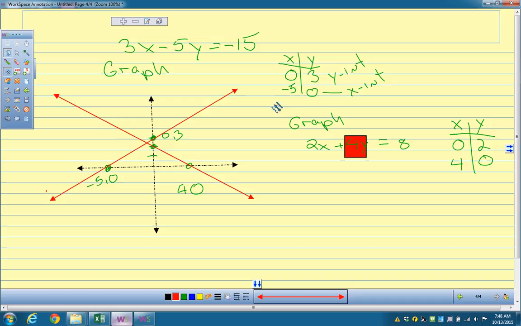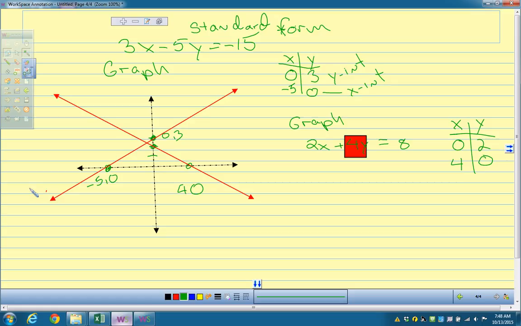So if an equation is in this form, a lot of times they'll call this standard form, rather than y equals mx plus b form. It's really easy to graph by finding the x and y intercepts. Done? We're good with that? Good.